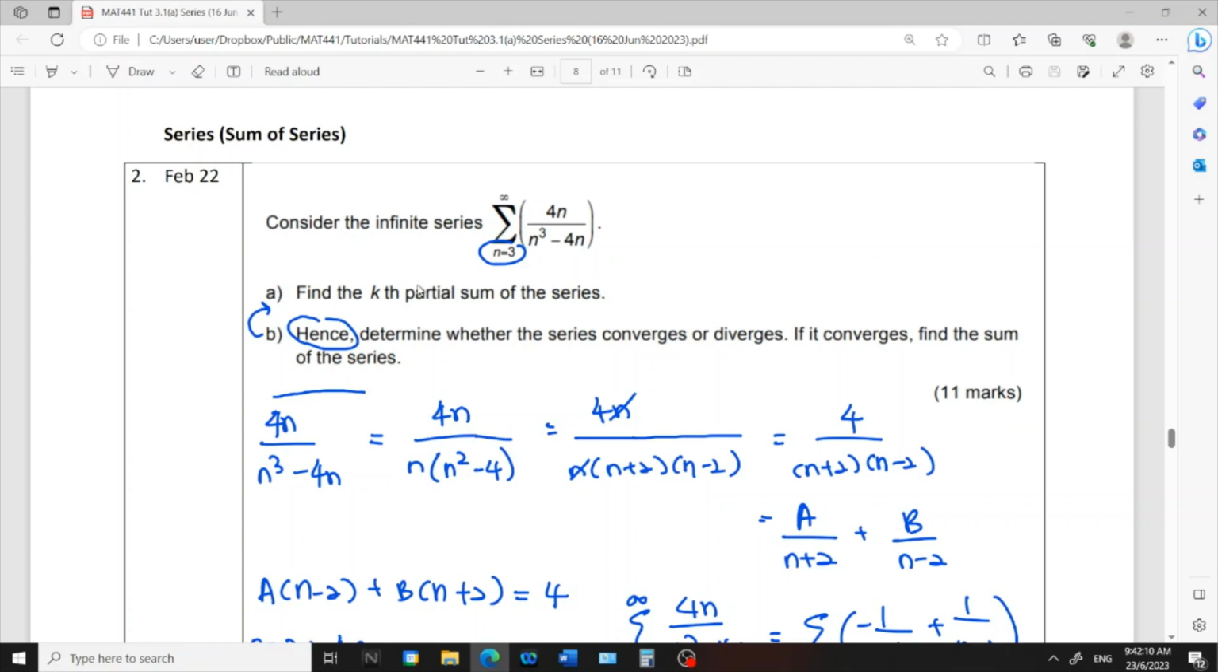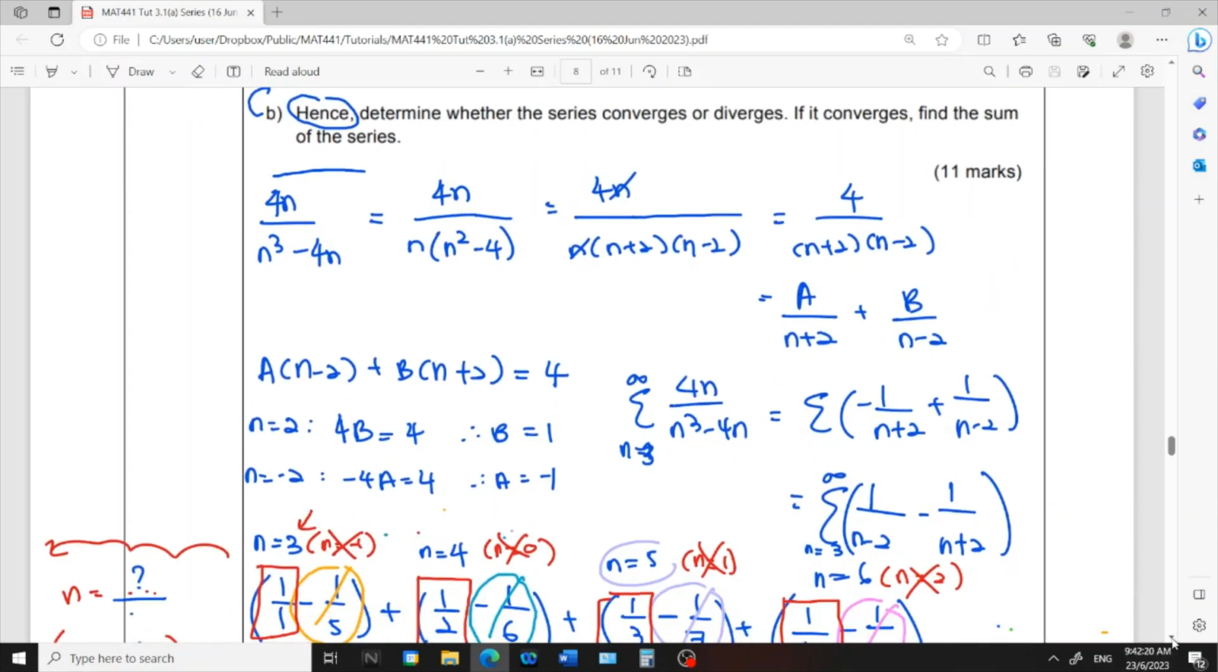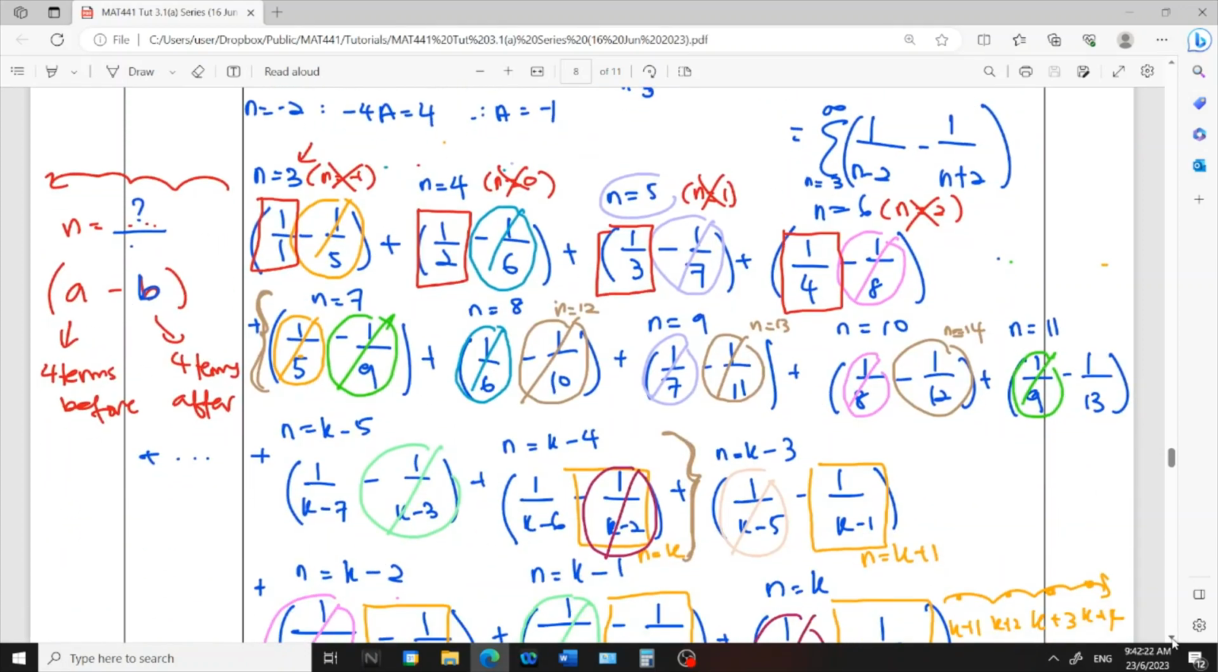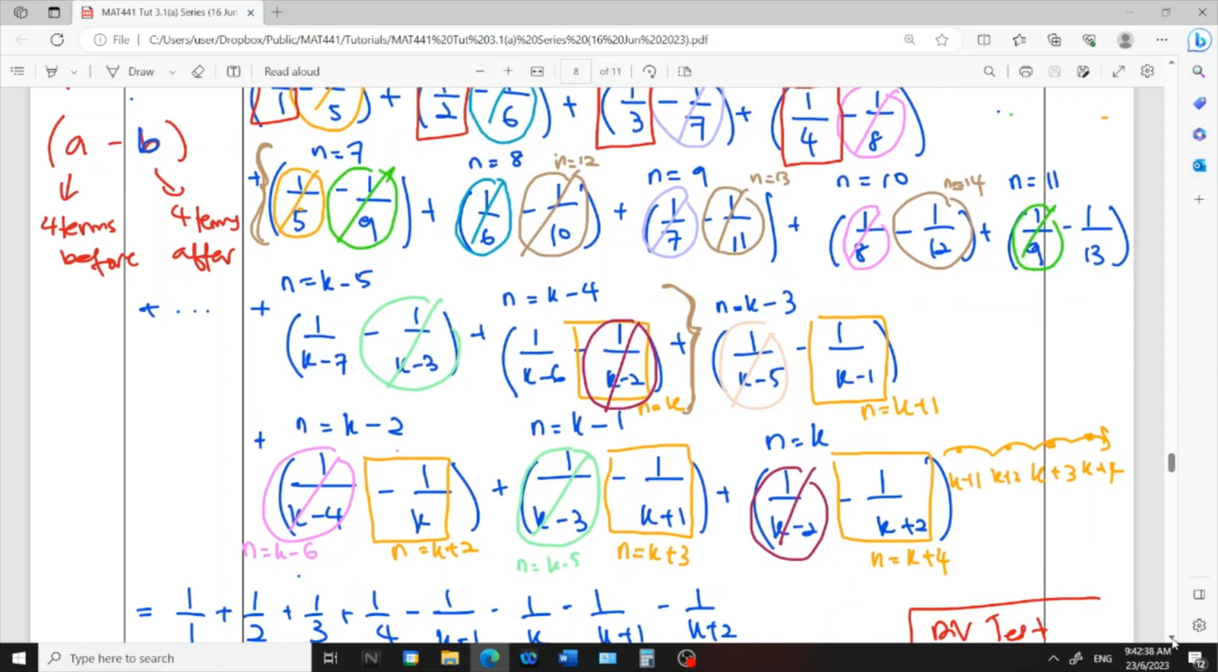Okay, so find the kth partial sum. You need to find the partial sum of the series, so that's why you need to do the partial fraction and then expand the series. How many terms you need to expand depends. It is until you understand the pattern of the series. As long as you cannot understand the pattern of the series, you can expand as much as you want.